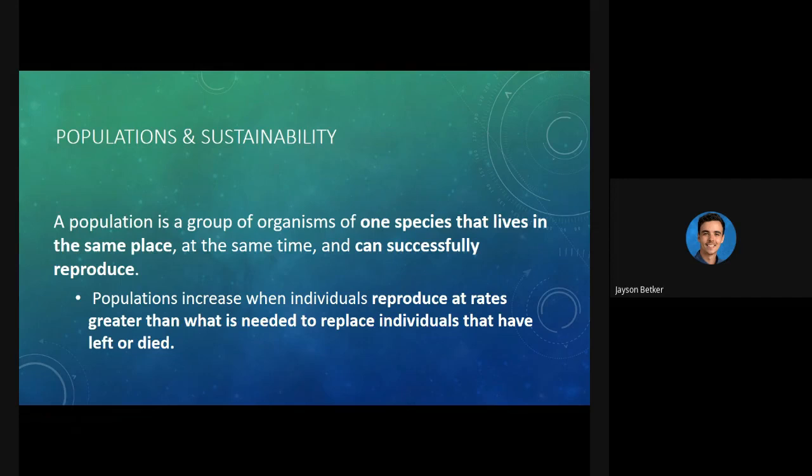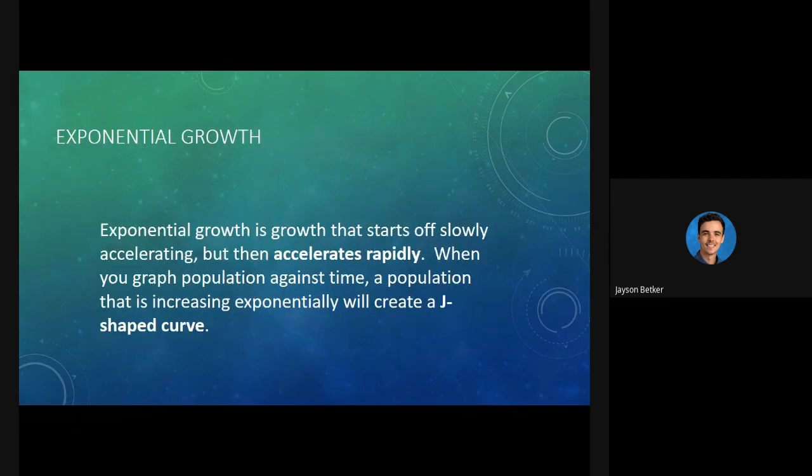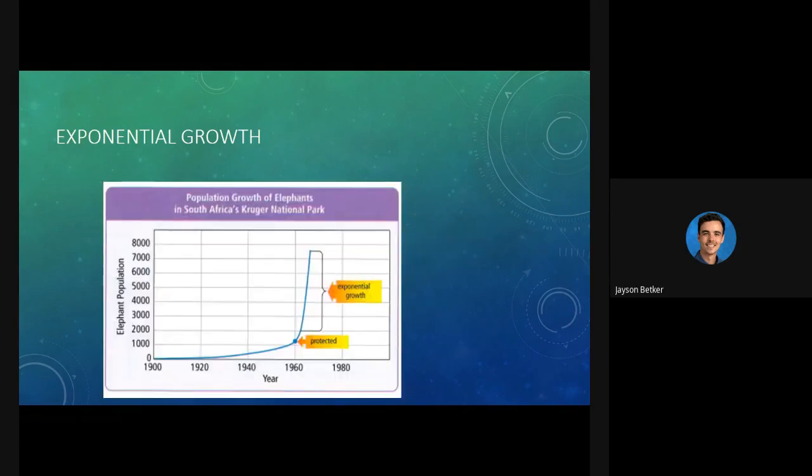Now, populations don't just grow in a linear sense. They don't just grow on a graph in a straight diagonal line. They actually grow on a curve, something called exponential growth. Exponential growth is growth that starts off really slowly and then accelerates very, very rapidly as you move forward. When you graph population against time, this population increase and the fact that it's happening exponentially is going to create something that we call a J-shaped curve. We'll see on the next slide what a J-shaped curve looks like.